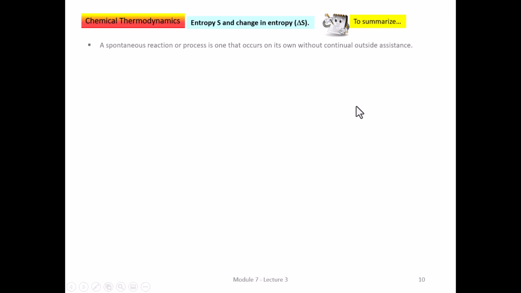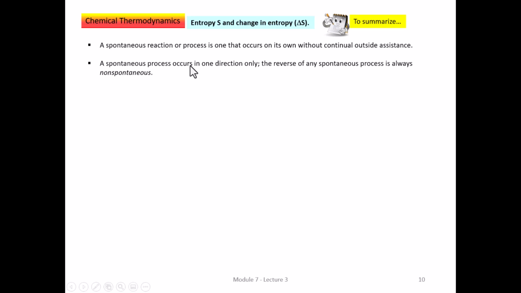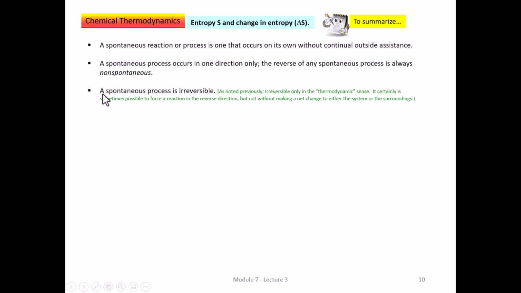So let's summarize. A spontaneous reaction or process is one that occurs on its own without continual outside assistance. A spontaneous process occurs in one direction only. The reverse of any spontaneous process is always non-spontaneous. A spontaneous process is irreversible. As noted previously, keep in mind that this is irreversible only in the thermodynamic sense. It certainly is sometimes possible to force a reaction in the reverse direction, but not without making a net change to either the system or the surroundings.